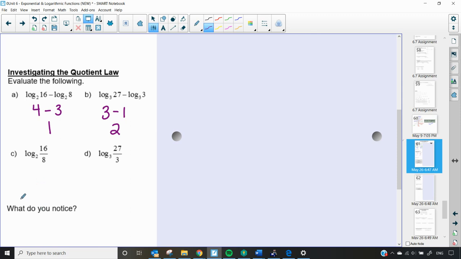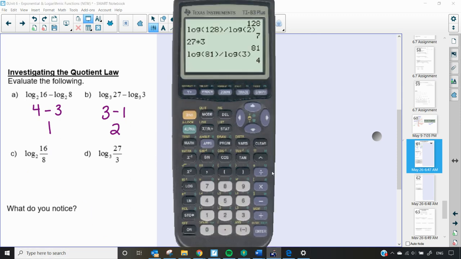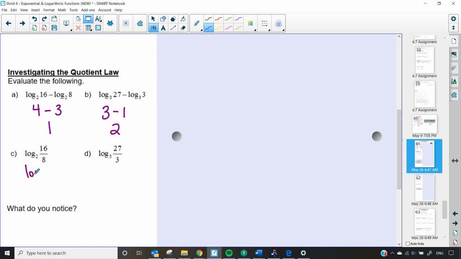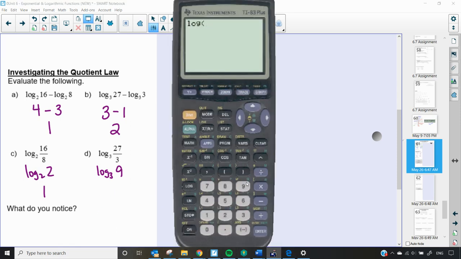All right, now checking out the next part here, we've got log base 2 of 16 over 8. Now you may have already figured out what these are going to be, but let's check them on our calculator. 16 over 8 is 2. So log base 2 of 16 over 8 is 2, and log base 2 of 2 is 1. And then the next one here we have log base 3 of 27 over 3, which is 9. And if we put log of 9 divided by log of 3 in our calculator, as you may have already predicted, we get 2.